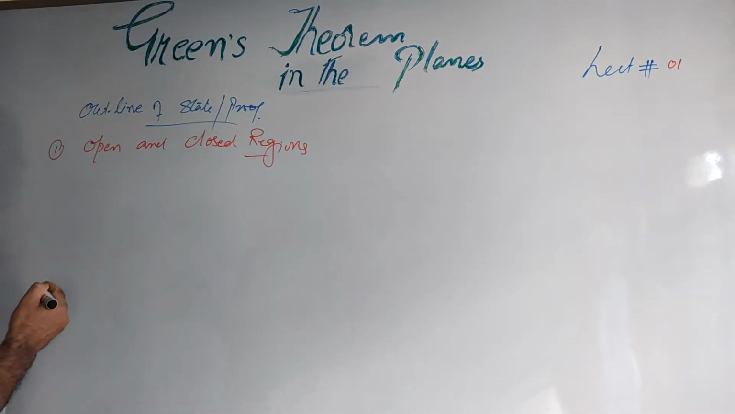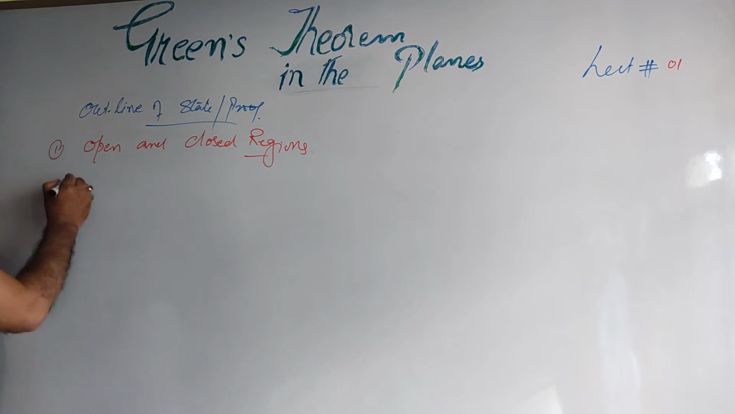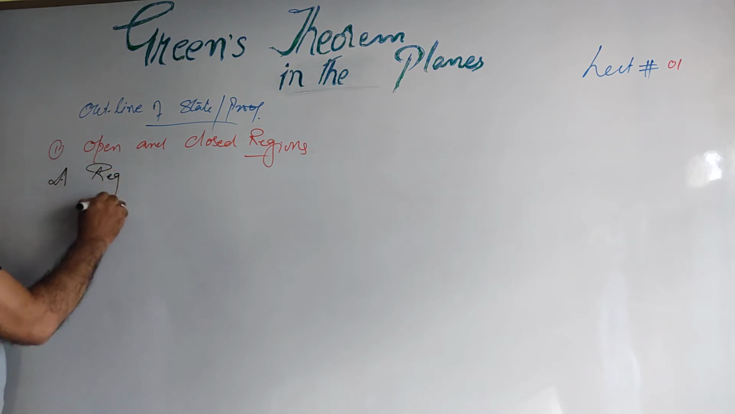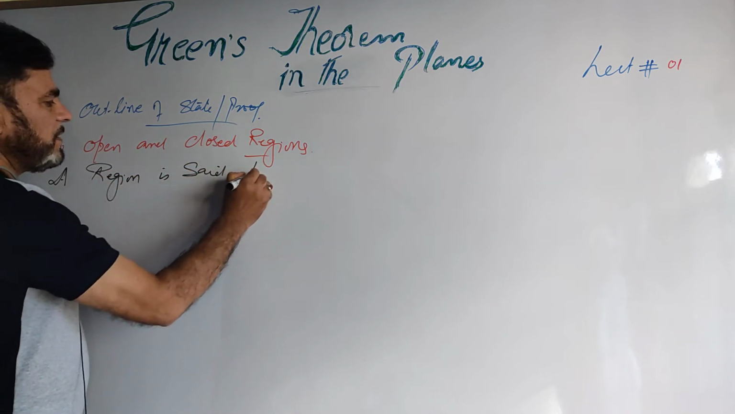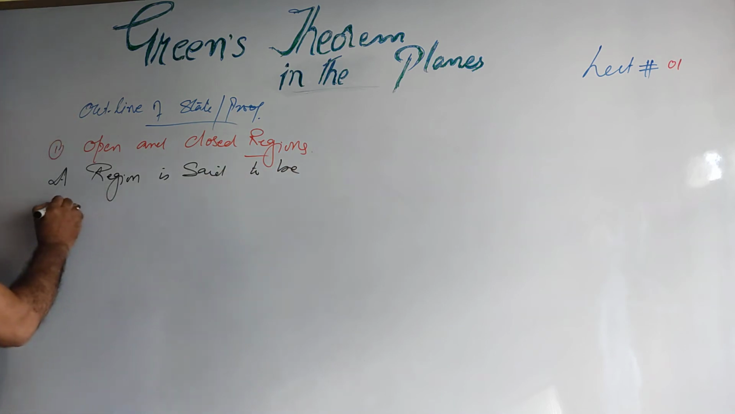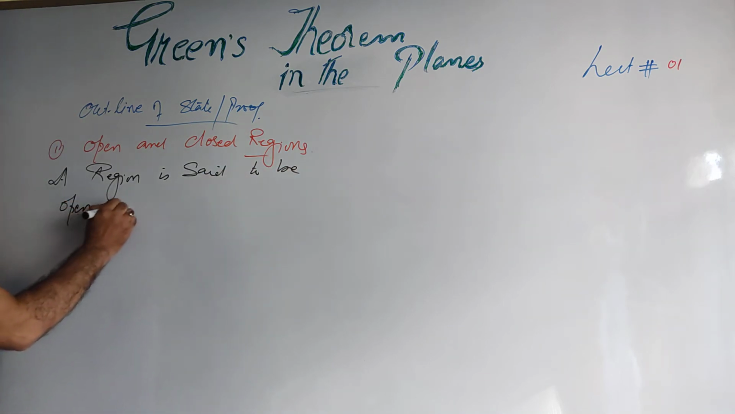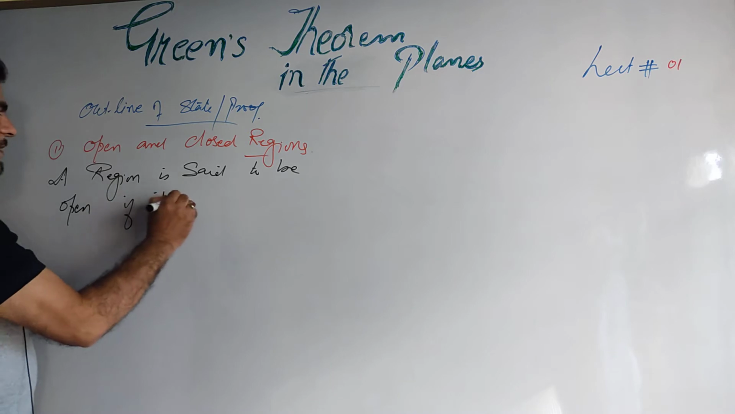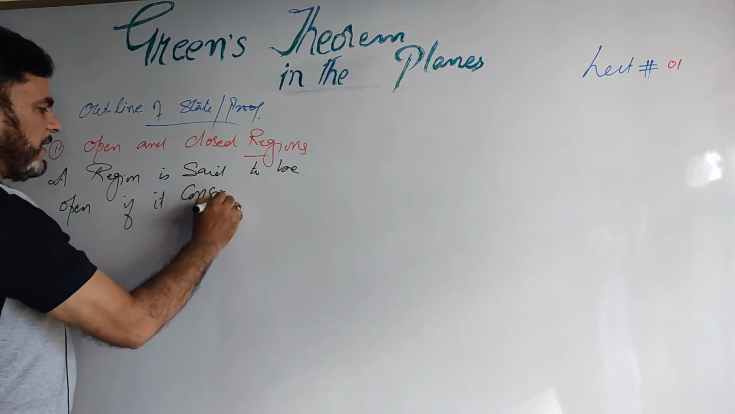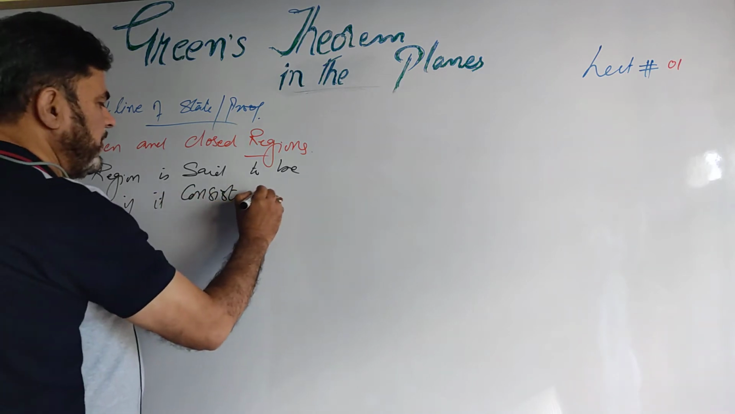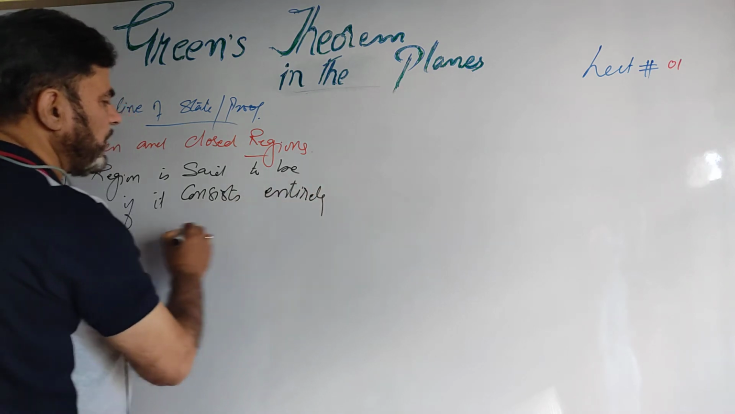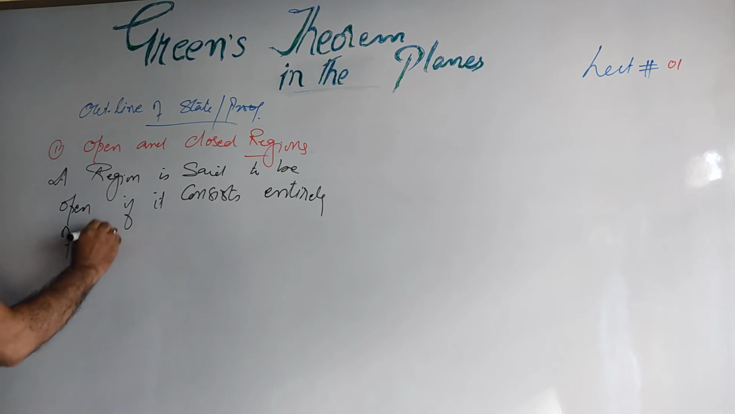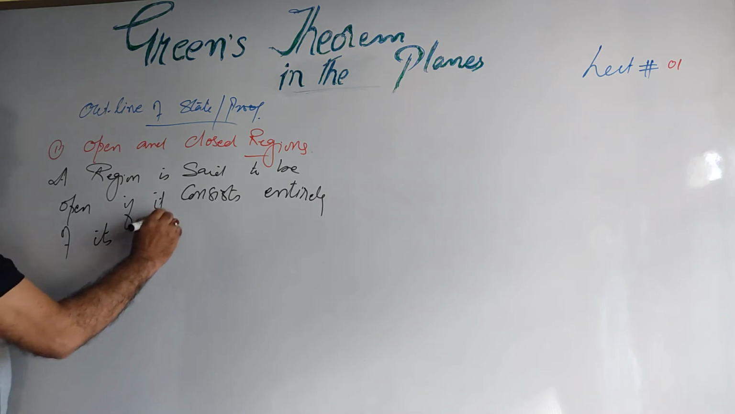Open and closed regions. We say a region is said to be open if it consists entirely of its interior points.